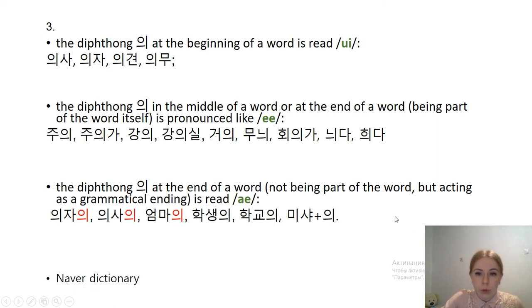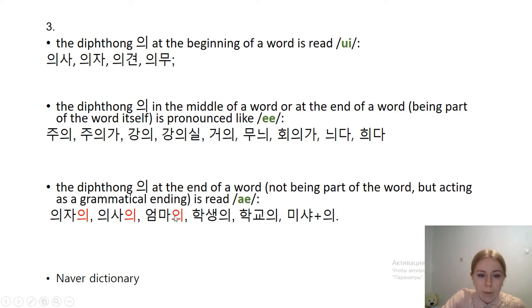but not like the part of the word like in the second rule, like here. It's not being the part of the word, but acting as a grammatical ending. What does that mean? In this case, if you see the diphthong at the end of a word, so if it's a grammatical ending, in this case we read it like 에: 의자에, 의사에, 엄마에, 학생에, 학교에, 미샤에, and so on.